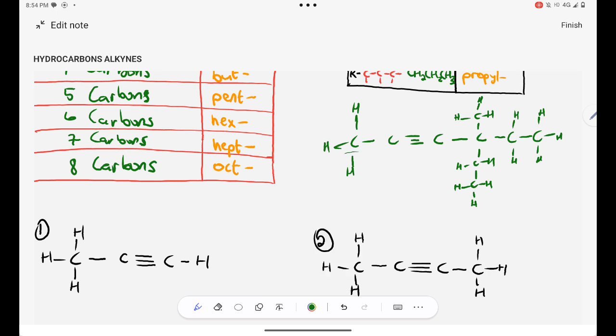Our parent chain, guys, should be the one that has the highest number of carbons, number one. Secondly, it should have the triple bond. We must always start numbering from the terminal which is closer to the triple bond. So this will be carbon number 1, 2, 3, 4, 5, and 6.